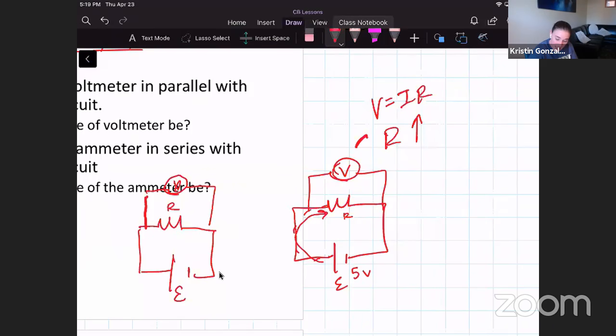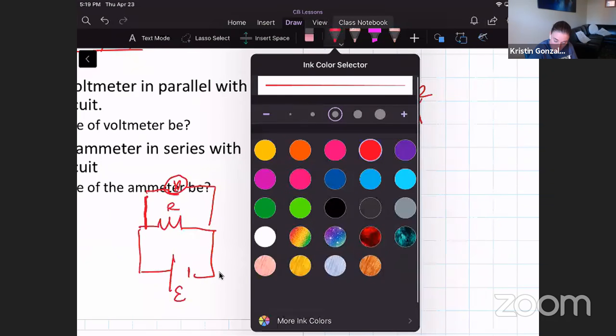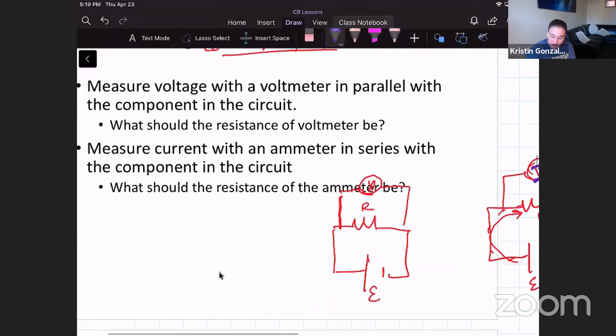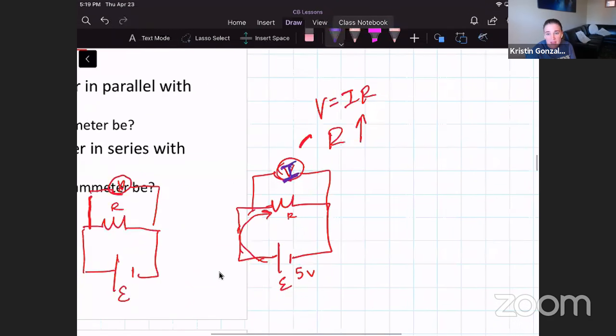Okay, if we look at this now instead and say, I want to know what the current through that resistor is, how are we going to measure the current here? Well, if I put the ammeter, so an ammeter is what measures current, right? If I put an ammeter in parallel with that, now that would create another path for the current to flow. So some of our current would go through the resistor and some of it would go through the meter. That's not really telling us what's going through just the resistor. So we always have to measure current in series.